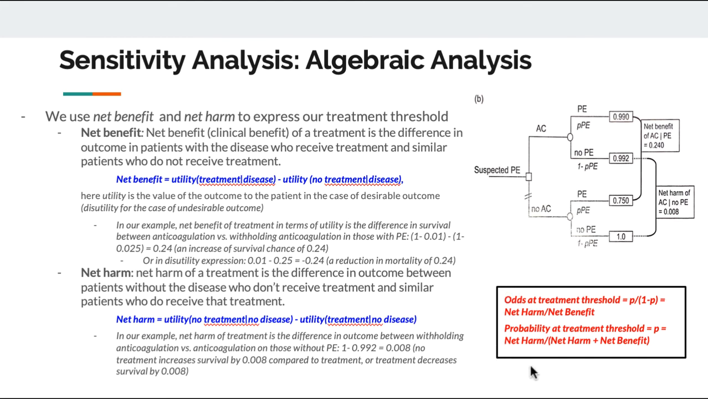The formula to calculate the odds, and so the probability, of the treatment threshold is shown over here. We have the odds at the treatment threshold equal P over 1 minus P, or equal net harm divided by net benefit, where net harm and net benefit have been calculated as we discussed before. The probability at the treatment threshold equals net harm divided by net harm plus net benefit. So we can use this to calculate the odds at the treatment threshold and the probability at the treatment threshold.